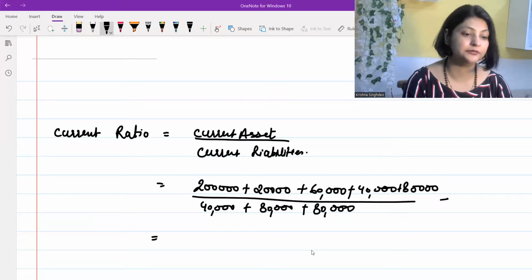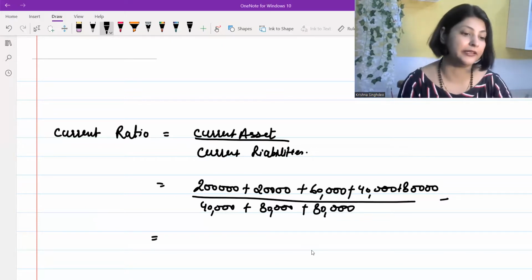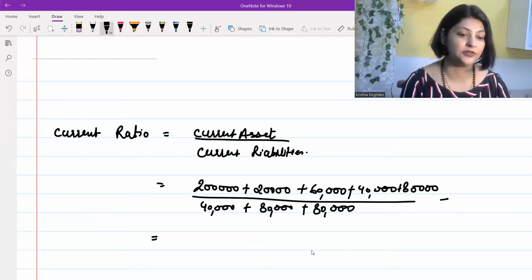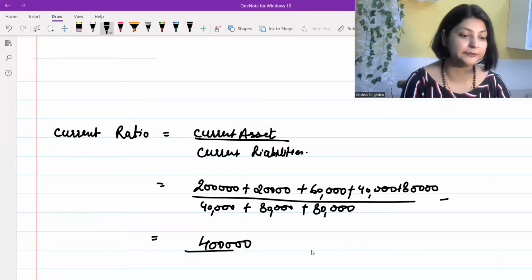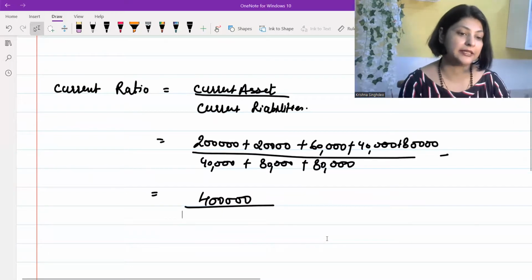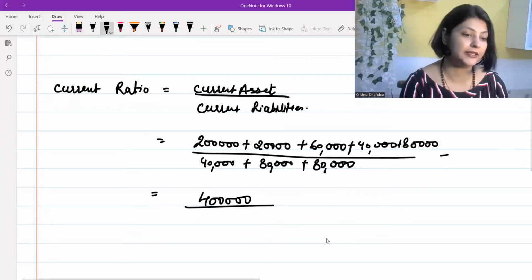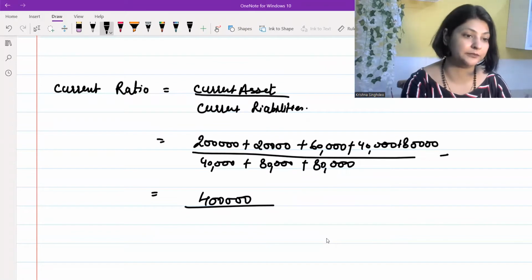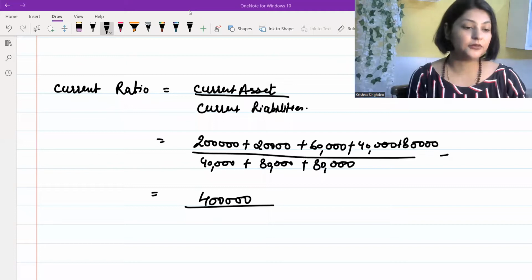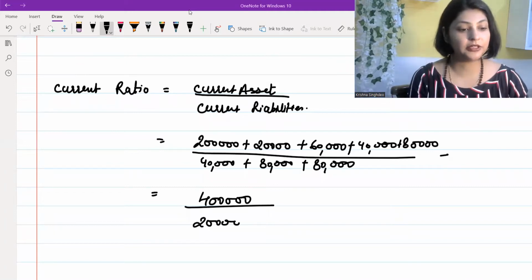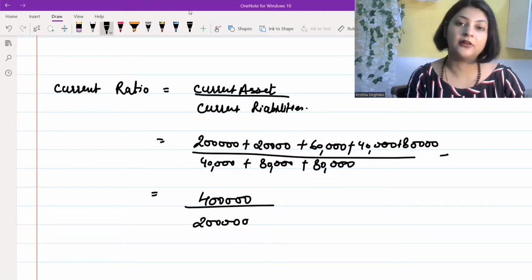All these things together, we have to add and then write the final answer. So 2 lakh plus 20,000 plus 60,000 plus 40,000. So this has become 1 lakh and 3 lakh. So the total is 4 lakh, sorry, 4 lakh. Total of numerator is 4 lakh. And denominator is 80 plus 80, 1 lakh 60,000, and 160 plus 40,000. So this is your denominator. 2 lakh is your denominator. So 4 lakh divided by 2 lakh is your current ratio.